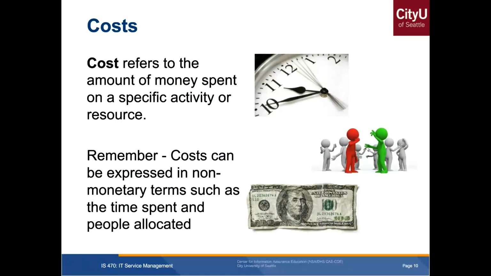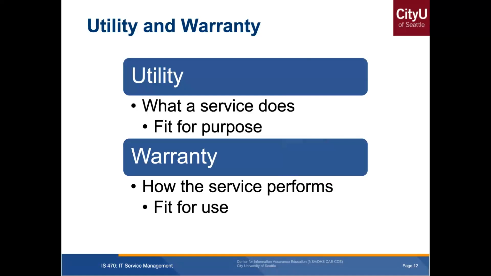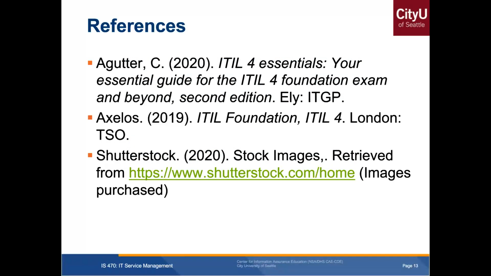Cost is the money, time spent, and people allocated, because those do cost money. Risk, we already know what risk is. It's a possible event that can happen. It could harm us, the resources. Utility is just defining what the service does. And warranty is what you guarantee for that service. Okay, and that should be a short summary.